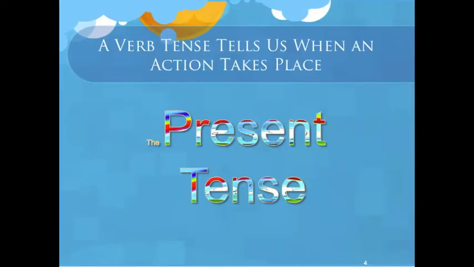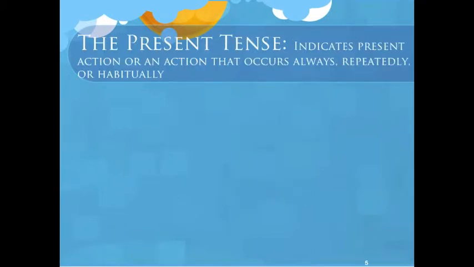So what is a verb tense? A tense tells us when an action or state of being takes place. That's correct, Gail. And now we will talk about the present tense. The present tense indicates action that takes place now, at the present, or that occurs always, repeatedly, or habitually. So, keeping in mind that the present tense tells actions or states of being for present day actions or actions that occur always, repeatedly, or habitually, let's review the following sentences.